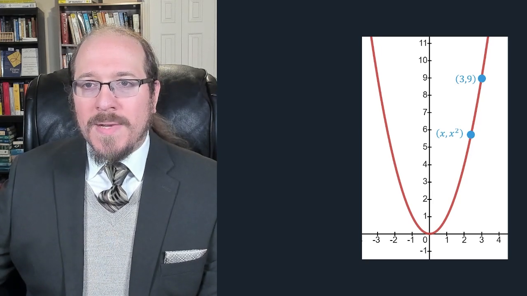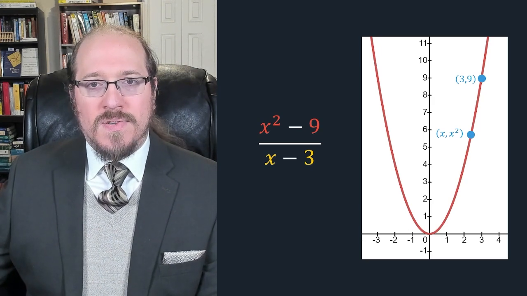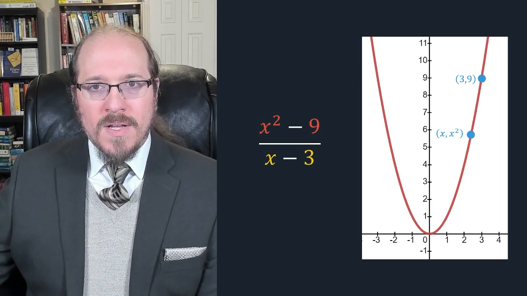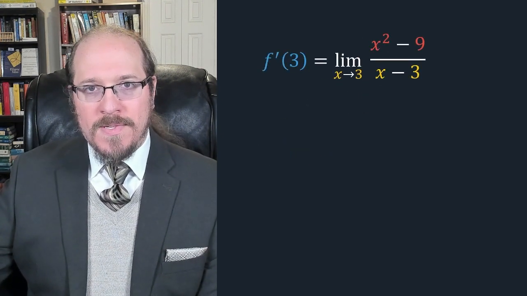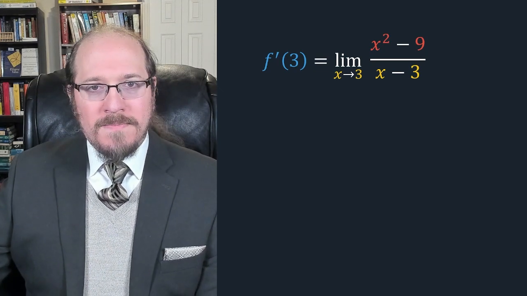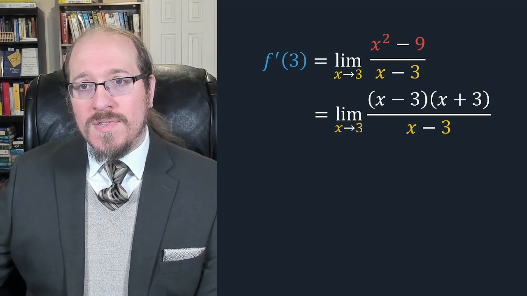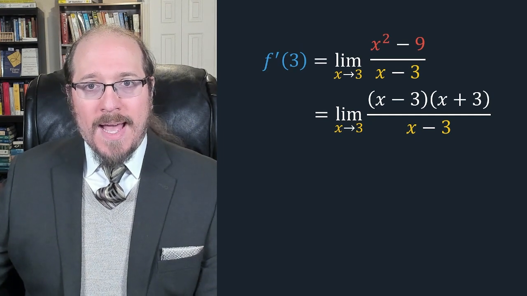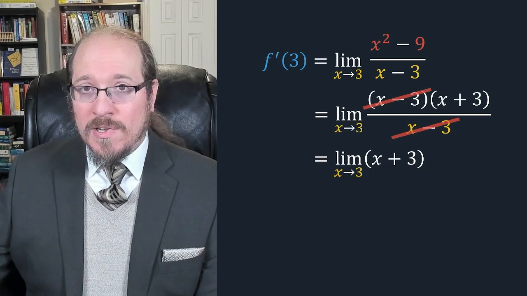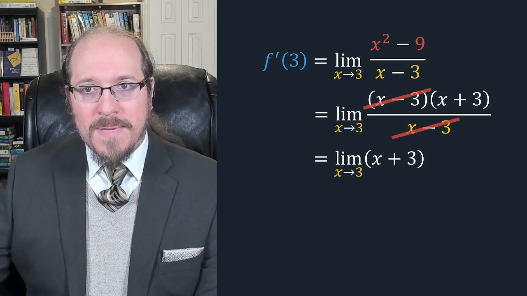If we find the slope between these 2 points, we'll have x squared minus 9 divided by x minus 3. Now, we need to make those 2 points get closer and closer together, so we'll take the limit as x approaches 3. Can you see how we would do this limit? Well, taking a page from the last lesson, we can factor the numerator into x minus 3 times x plus 3, and then cancel out those factors of x minus 3 on top and on bottom. As long as we do so in the safety of a limit, we can guarantee that we're not attempting to cancel 0 divided by 0.